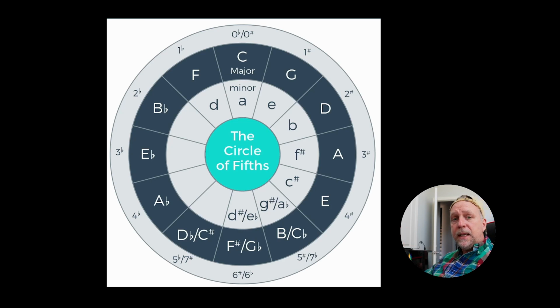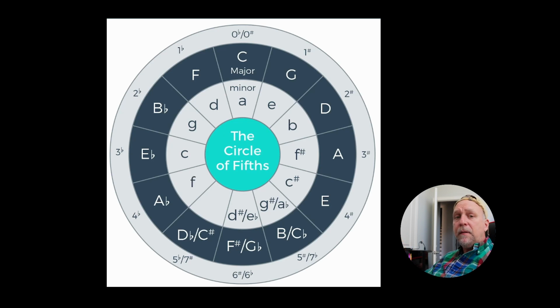Counting back 4 from D, D, E, F, G. That gives us the key of G. And in this case, G minor is the same as B flat, which has 2 flats, B flat and E flat. All right, if we count back from G, G, A, B, C. Now we're in the key of C. And if we go from C, C, D, E, F. Now we're in the key of F.